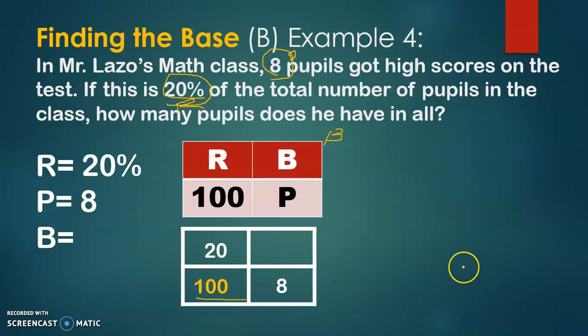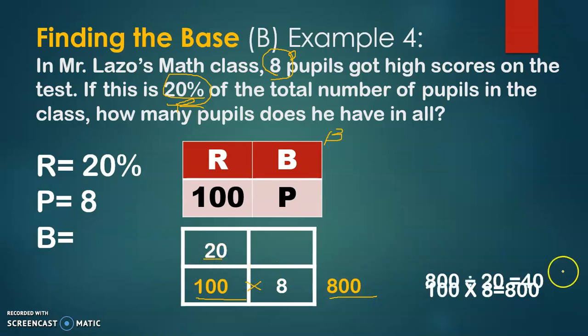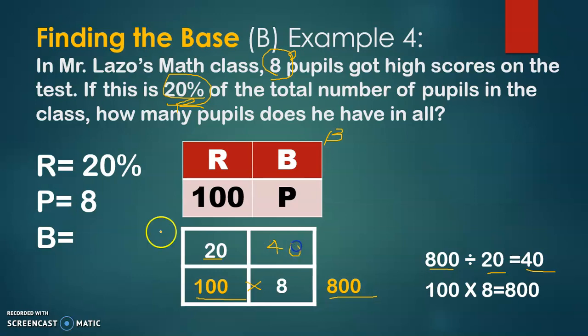Okay, first na gagawin, hanapin kung aling number ang paired horizontally. Alin ang may partner? Of course, 100 at saka 8. Yun ang ating i-multiply ngayon. 100 times 8, of course, that is just 800. And then, susunod na gagawin, i-divide sa remaining number. Ang remaining number ay 20. So that is 800 divided by 20, so that is 40. Kaya naman, okay, ang sagot natin, ang base ay 40.